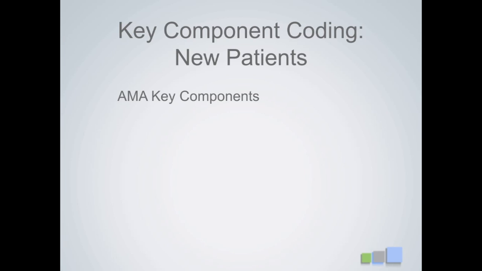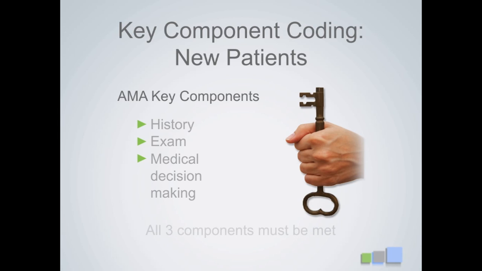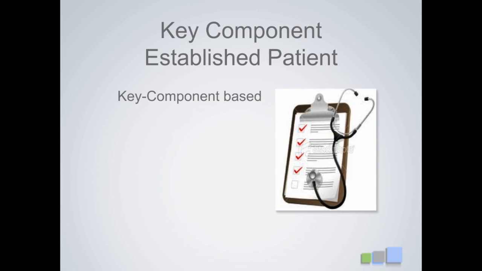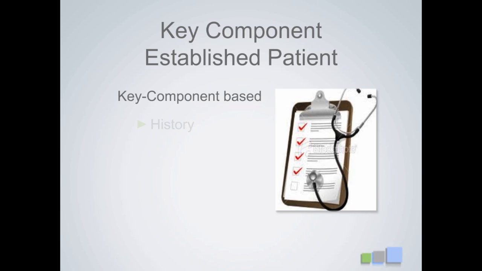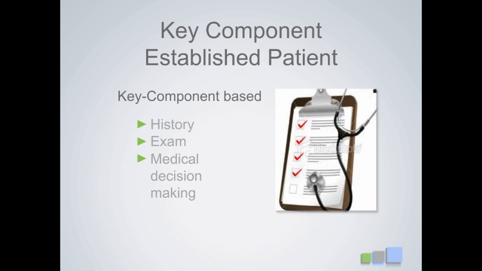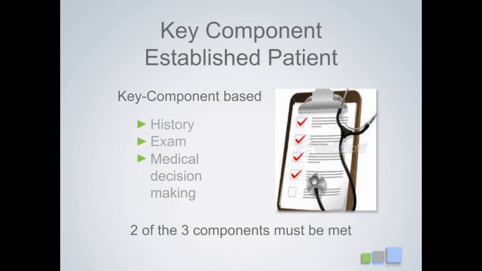The American Medical Association has established 3 key components for E&M services. These are the patient's history, the medical exam, and medical decision-making, which includes the treatment plan. Your E&M must include all 3 to be compliant for a new patient. Key component-based coding for an established patient follows much along the same rules. Key components are patient history, exam, and medical decision-making. The difference for established patient coding is that you only need to meet any 2 out of the 3 components.